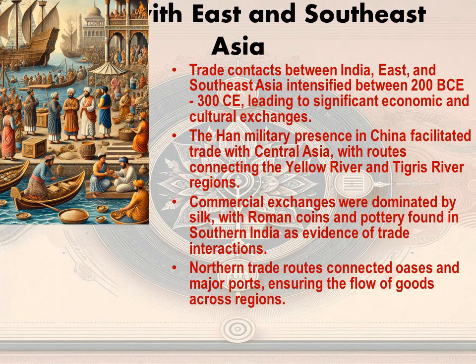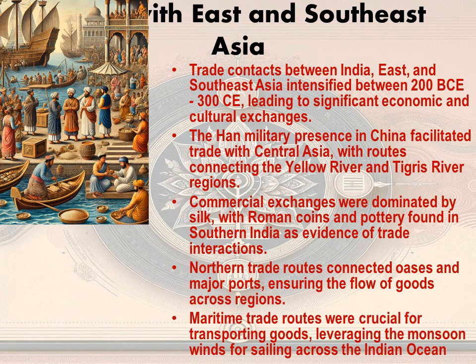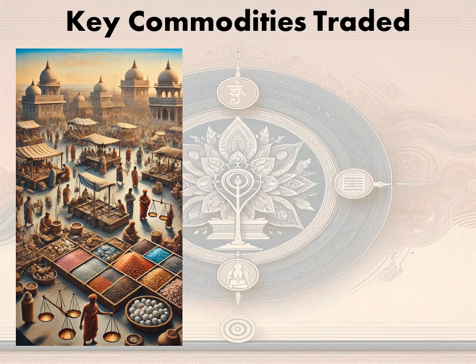Northern trade routes connected oases and major ports, ensuring the flow of goods across regions. Maritime trade routes were crucial for transporting goods, leveraging the monsoon winds for sailing across the Indian Ocean. So, monsoon wind used to act as a fuel for the ships, because they used to sail through the Indian Ocean using the monsoon wind, and thus maritime trade routes were very crucial for transporting goods.